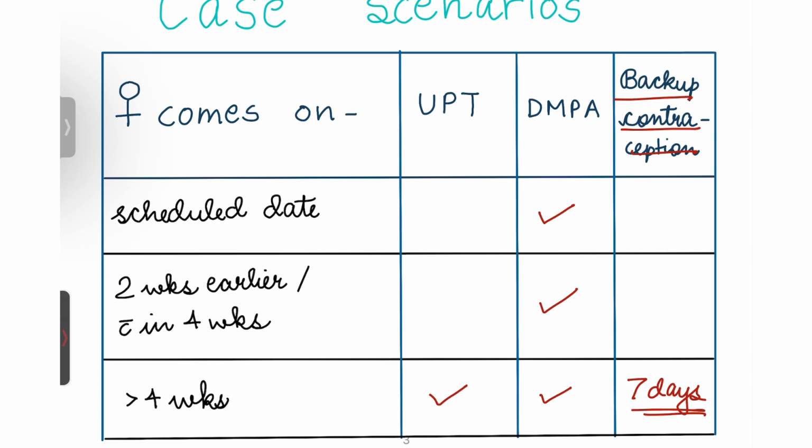In short, DMPA is a contraceptive with the dosage of 150 milligram. It is given intramuscularly. It is present with the name of Antara. Then there's a window period of 4 weeks. The duration is of 3 months. And then we can have 3 case scenarios. That's all. Now you're ready for your viva.